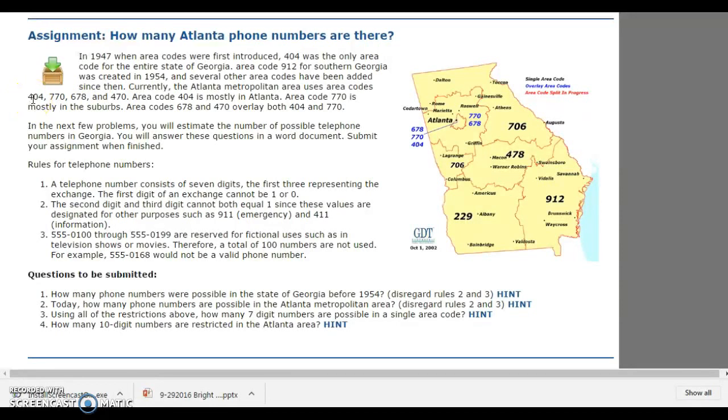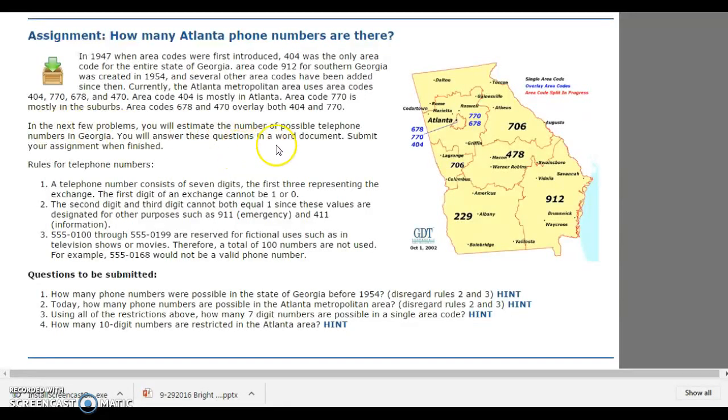Area code 404 is mostly in Atlanta. Area code 770 is mostly in the suburbs. Area code 678 and 470 overlay both 404 and 770. In the next few problems, you will estimate the number of possible telephone numbers in Georgia. You will answer these questions in a Word document. Submit your assignment, then it's finished.